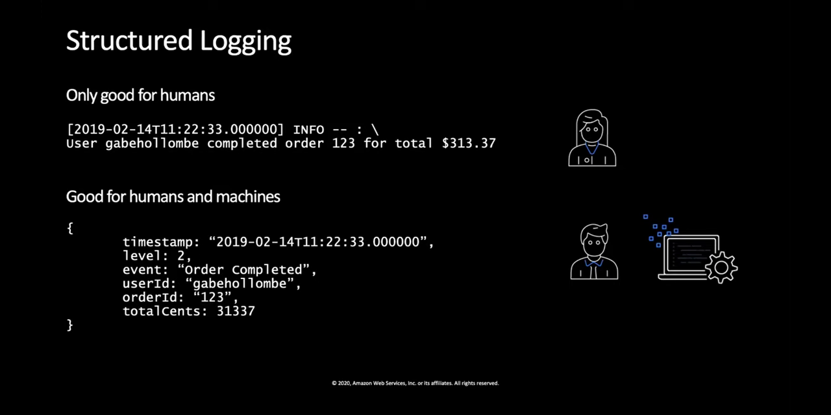But there's an alternative, right? Look at that second one, good for humans and machines. It's exactly the same information. It's just presented in a different way. In this case, I chose to represent it as JSON.